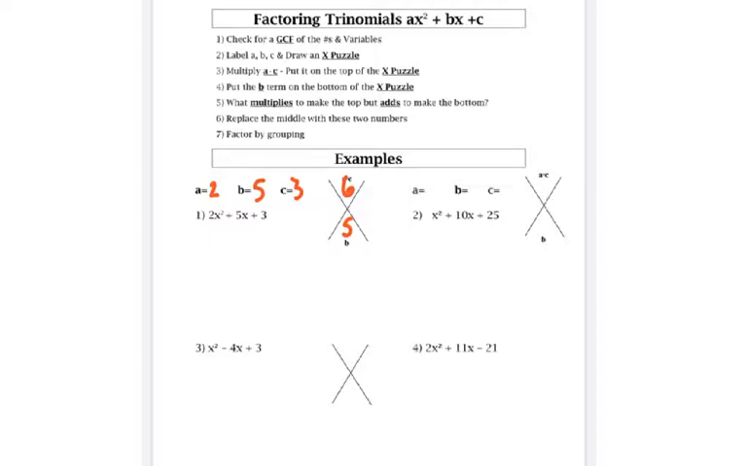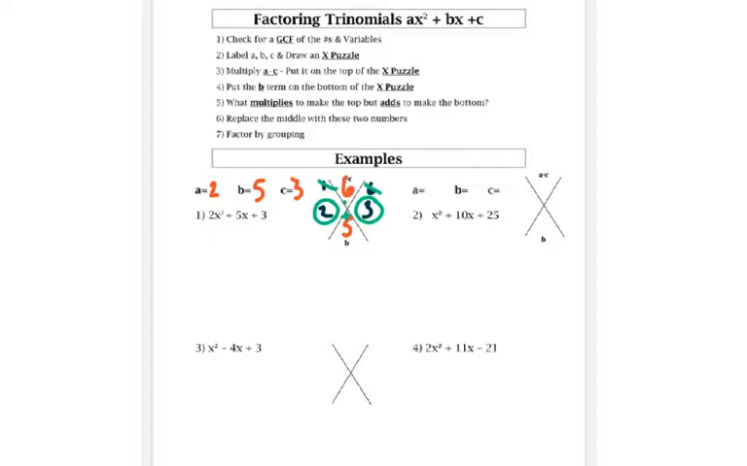So what we did yesterday, to solve an X puzzle, you write out all the factors. I like to put them in order, starting with 1. Now, which of these factors would multiply to make 6, but add to make a 5? The correct answer is 2 times 3. 2 times 3 is 6. 2 plus 3 is 5.